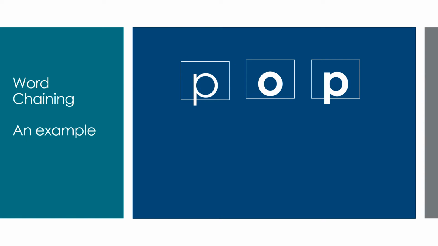Now change the P to H. What word would that spell? Hop. Change the H to T. What word does that spell? Top. Change the initial P to sh. What word would that spell? Shop. Although we used two graphemes to make the word shop, we still only changed one sound.